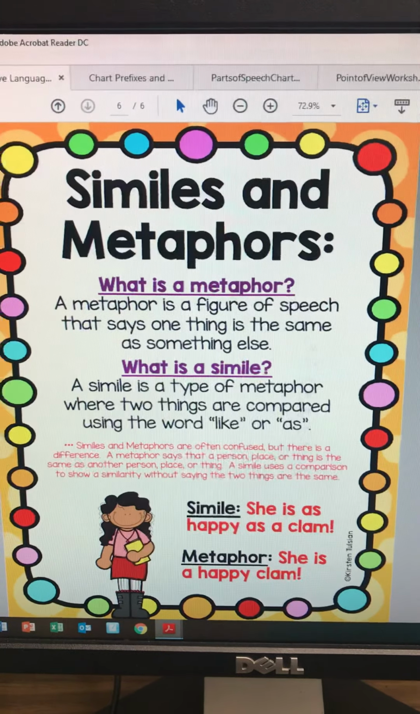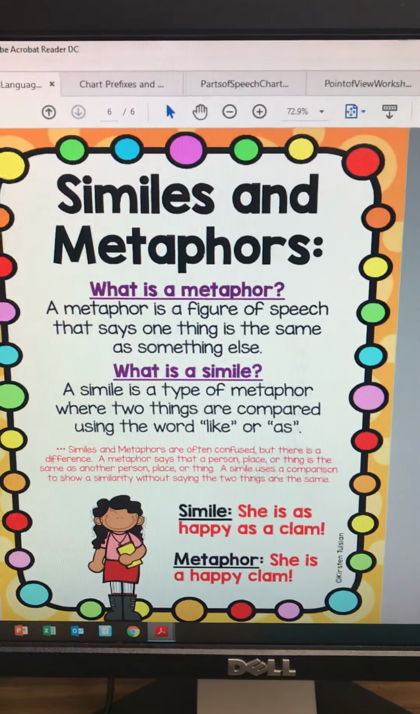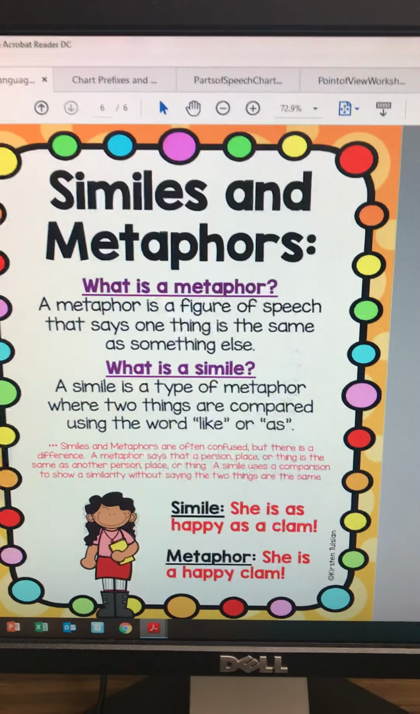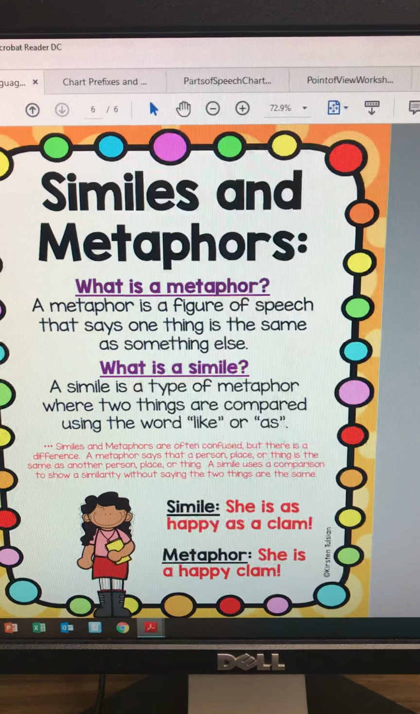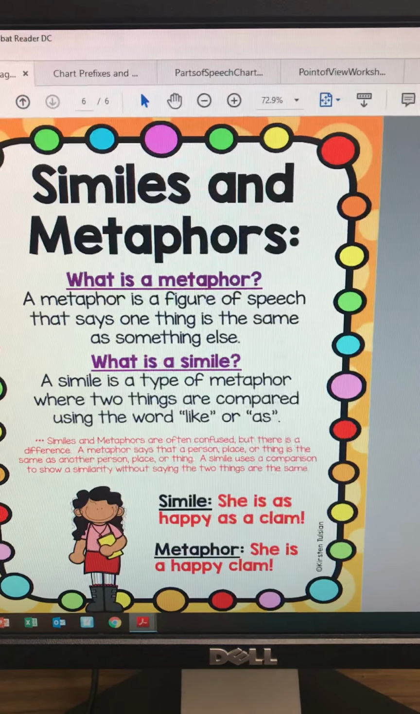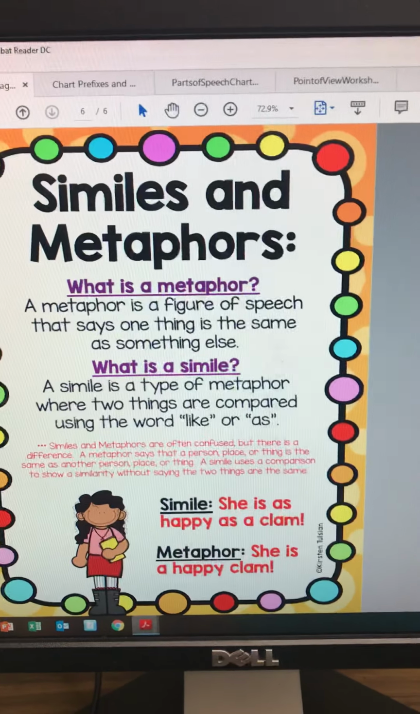And a metaphor is the same thing. You're just not using like or as. So you could say the sun was a light bulb in the sky. Well, it's really not a light bulb, but we're using a metaphor to talk about the brightness. Okay, so those are different figurative language.